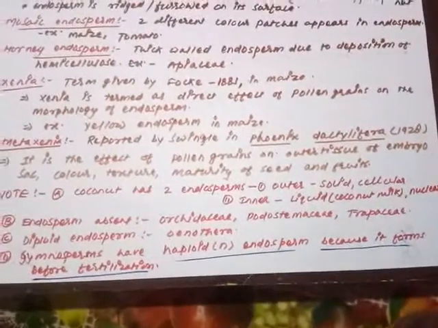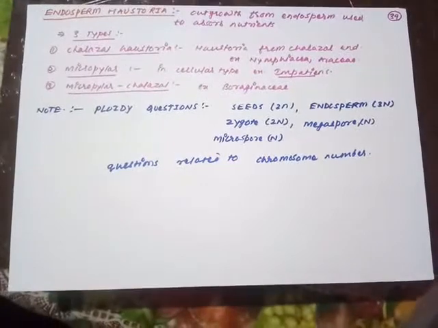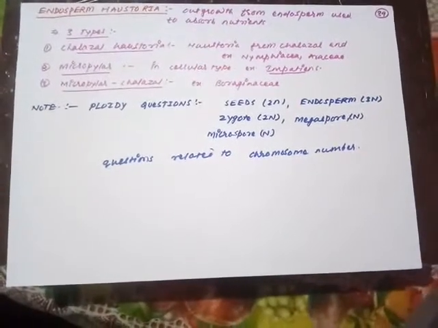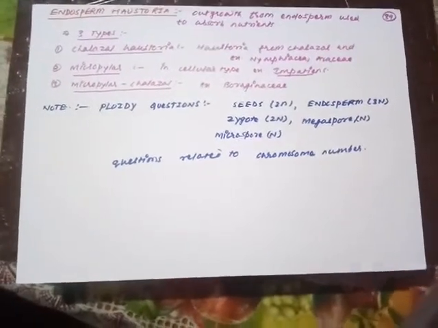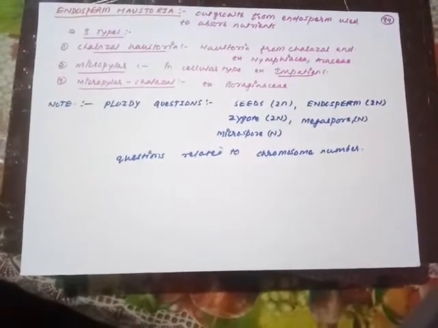Then coconut milk has the liquid endosperm, and the kernel has the solid endosperm, that is cellular, and the liquid one is the nuclear one. Endosperm is absent in some families. Diploid endosperm is present in Oenothera, and gymnosperms always have haploid endosperm because it is produced before fertilization. So after the study of endosperm, we are now very clear that the endosperm is the source of reserve food or energy in the plants.